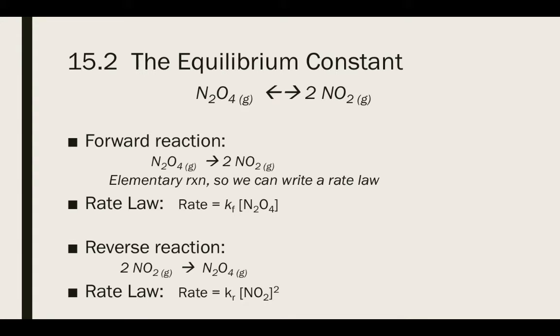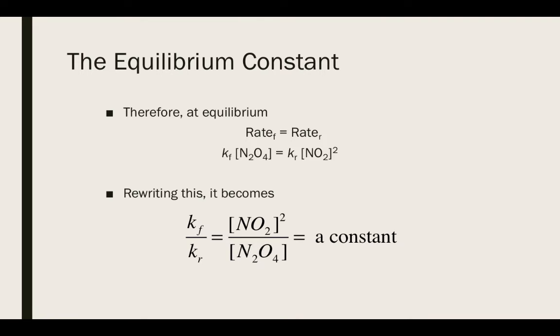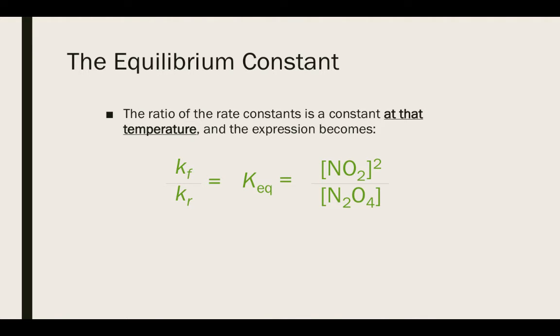We can do the same for the reverse reaction. So now we have a rate law for the forward reaction and a rate law for the reverse reaction. As we know, at equilibrium, the rate of the forward reaction is equal to the rate of the reverse reaction. Therefore, I can set these two rate laws equal to one another. If we rewrite this with some algebraic manipulation, we obtain this expression here. Since the ratio of the rate constants is constant at a particular temperature, dividing a constant by another constant gives us a new constant. This constant, our equilibrium constant, is equal to this expression here.